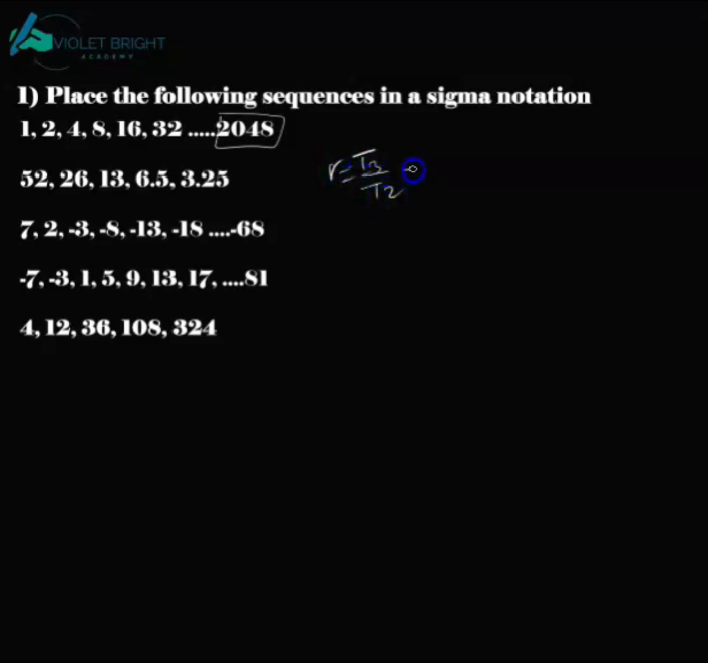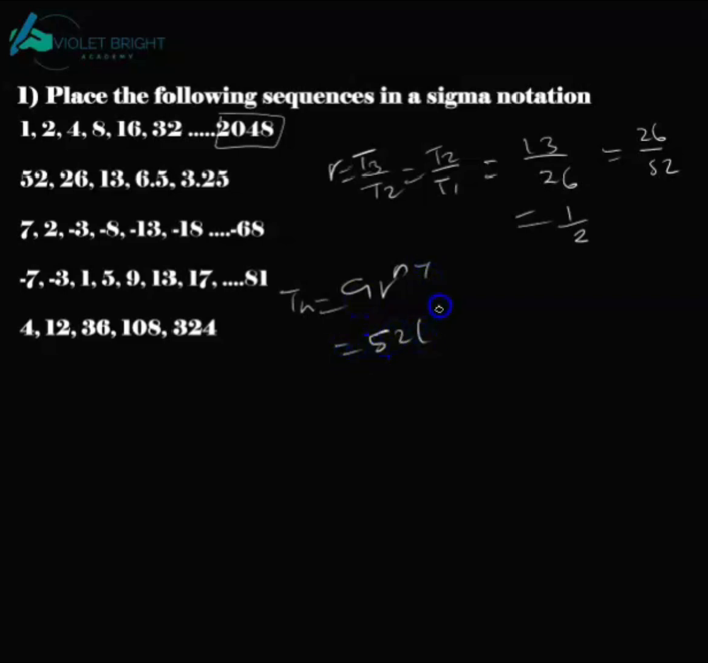T3 over T2, T2 over T1. It's 13 over 26 equals 26 over 52. The answer will be 1 over 2. This is the ratio. So let's find the general formula. So it's 52 into half and minus 1. Let's find what term this is.